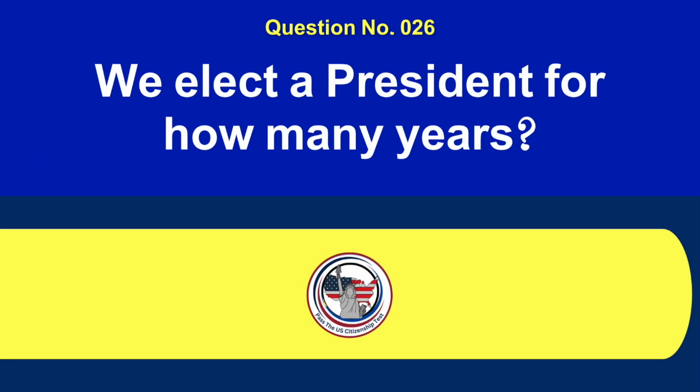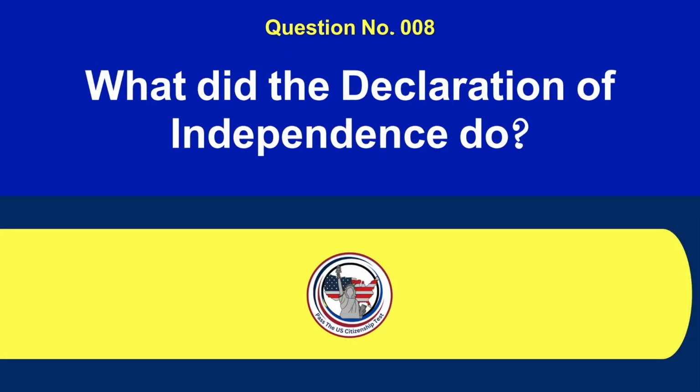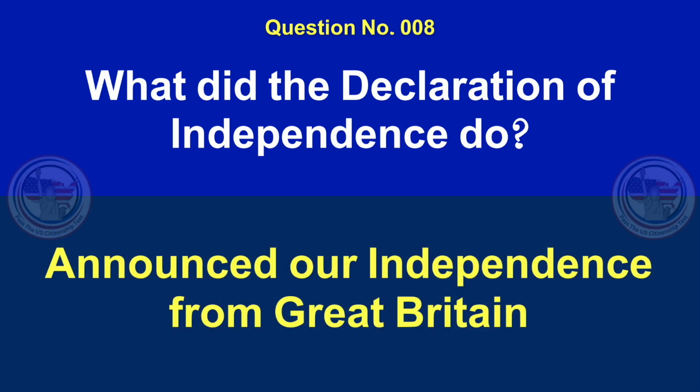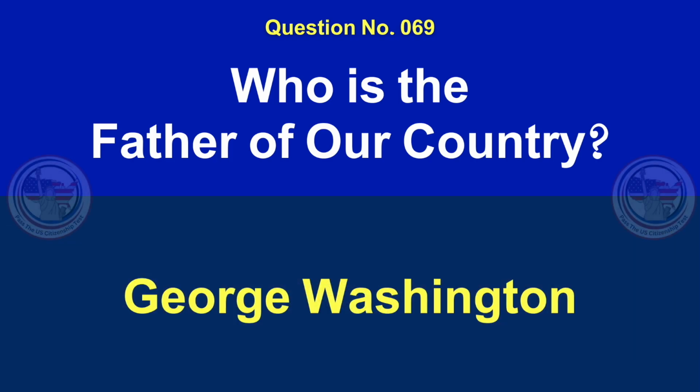We elect a president for how many years? Four. What did the Declaration of Independence do? Announced our independence from Great Britain. Who is the father of our country? George Washington.